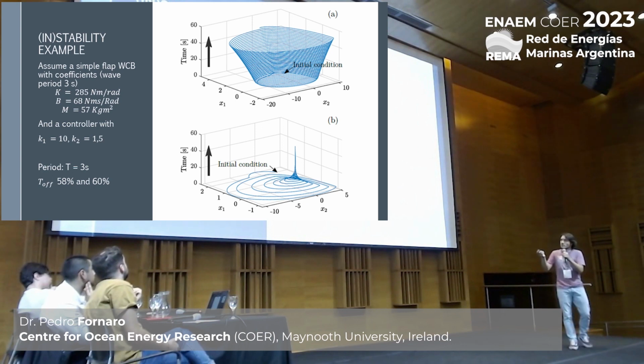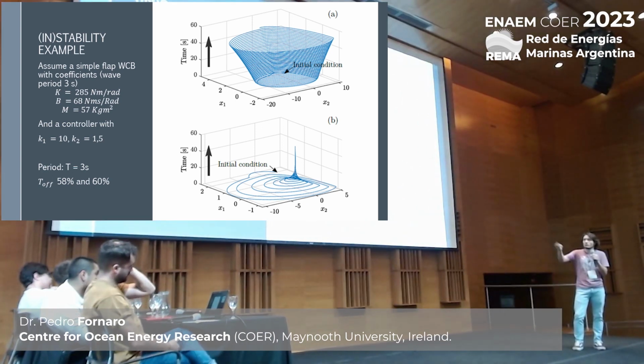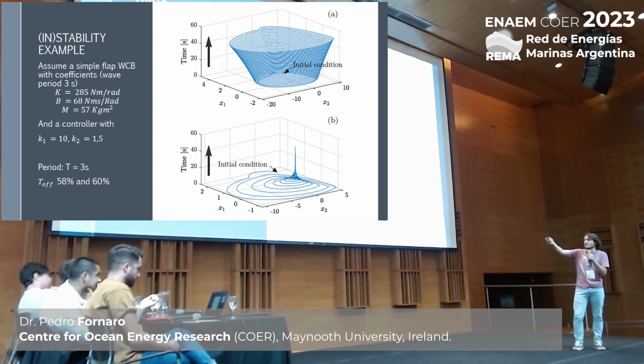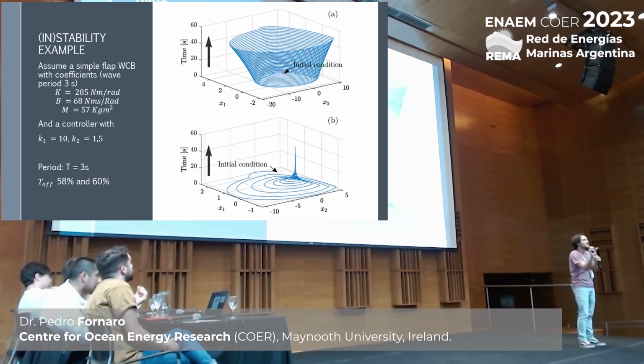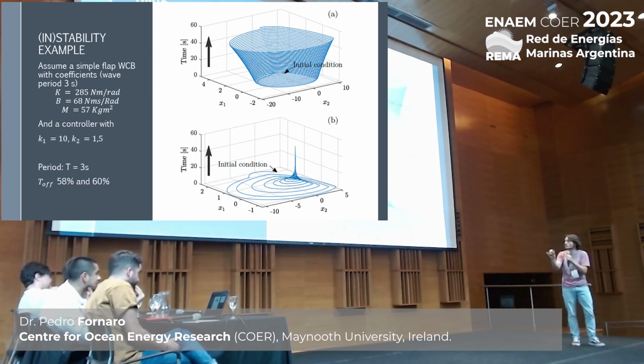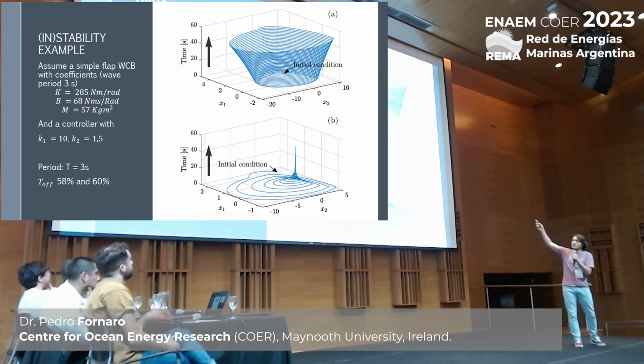So to give you an example of the system stability, here we have a flap model with very simple parameters: a stiffness, damping, and a mass. Assuming a proportional integral controller for the system, if we change the connection and disconnection times, assuming a monochromatic excitation force, then we can see that for two very similar times of connection and disconnection, one 58% and the other 60%, one system is stable and the other one is not.